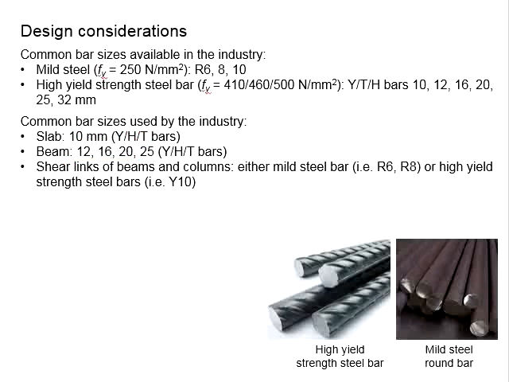As for the shear links, they can be either mild steel bar, which is R6 and R8, or high yield steel bar, which is Y10. There is no size smaller than Y10. Although the design of the shear links in accordance with the Eurocode will be based on high yield steel bar, the reason is the better bond quality between the steel bar and the concrete. However, the local practice still prefers to use R6 and R8.